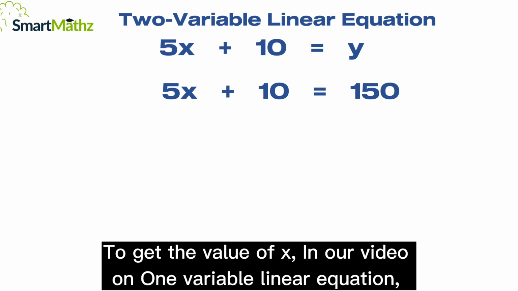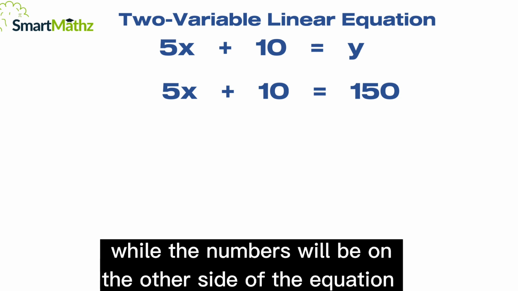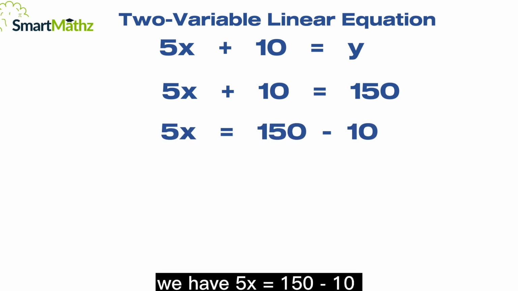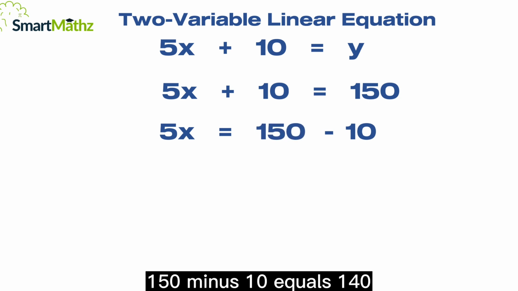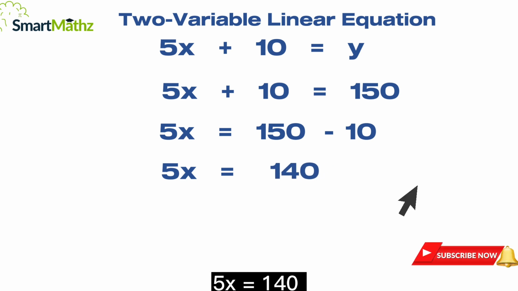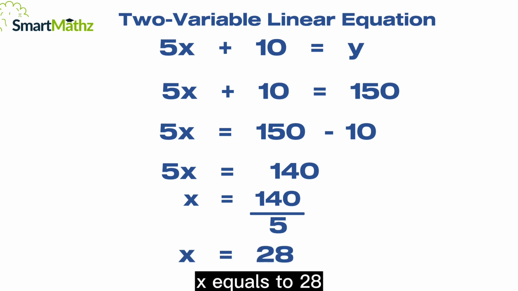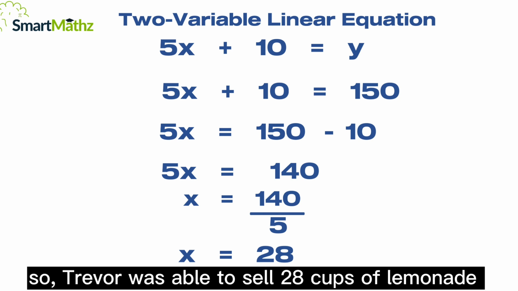To get the value of x, in our video on one-variable linear equation, we discussed how to collect like terms such that x will be on one side while the numbers will be on the other side of the equation. We have 5x = 150 - 10. 150 minus 10 equals 140. 5x = 140. Dividing both sides by 5 will give x = 140 divided by 5. x = 28. So, Trevor was able to sell 28 cups of lemonade.